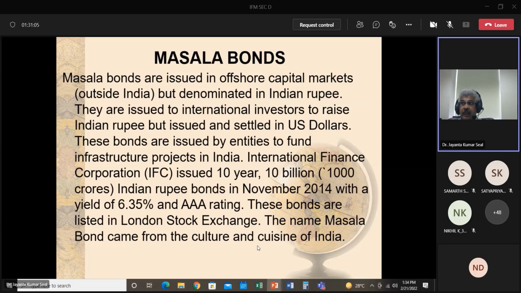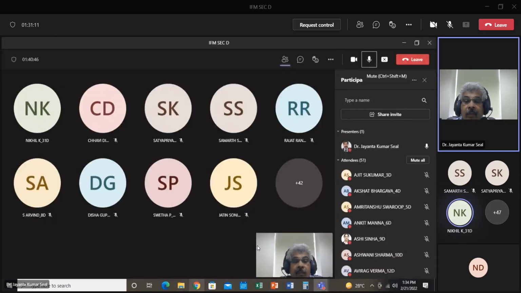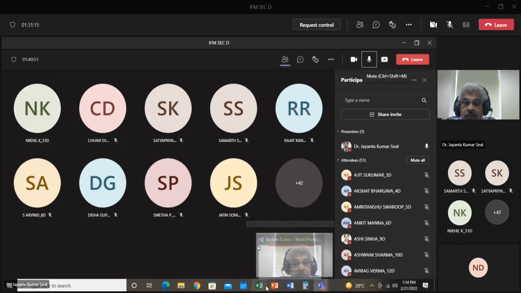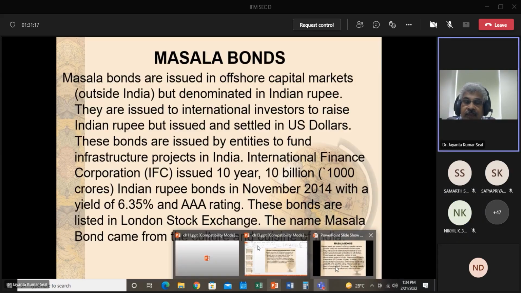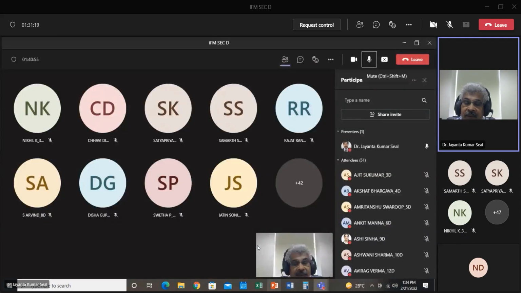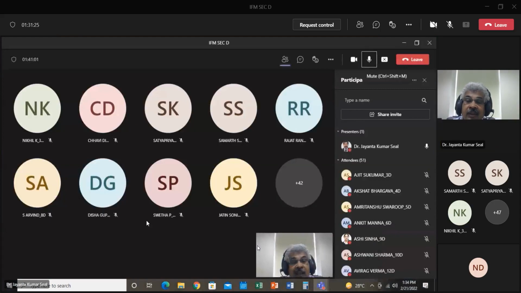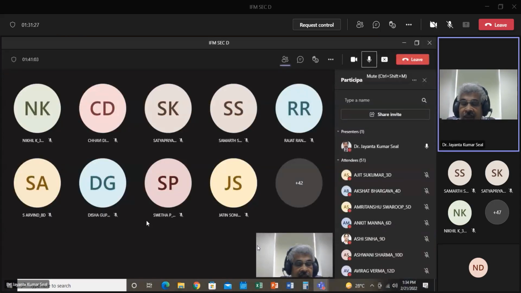Masala bonds are the new kid in the Indian market. Okay, heard about it? Yes, sir, in corporate finance, but unable to recall properly, sir. So if you are asked in the interview, then you'll say that you have heard about it but are unable to recall. So that is one thing you can make out.